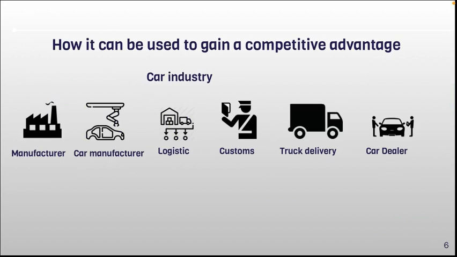The car industry is very similar to the supply chain. We have the manufacturer, which is the company that produces the small pieces of a car, everything like glass or small pieces. And the car manufacturer is the actual company that builds the car, for example Ford or Toyota. And the logistics have the same flows as in the supply chain until we get to the car dealer, which is the end customer.